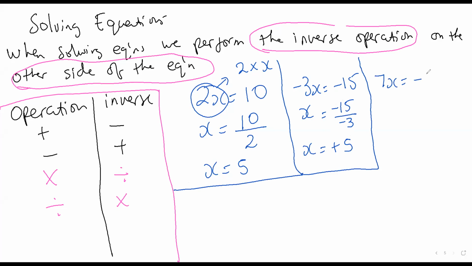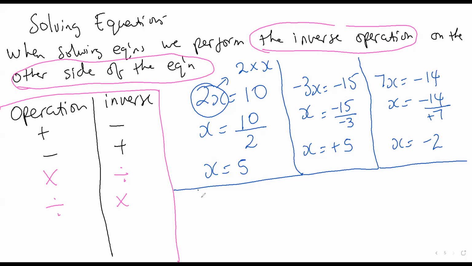7x is equal to minus 14. The inverse of multiplying by 7 is divided by 7. So you say x is equal to minus 14 divided by 7. Here x is equal to negative 2, the plus is understood. Negative 2 is the solution to this equation, right? Nice. Let me look at some more difficult ones now.